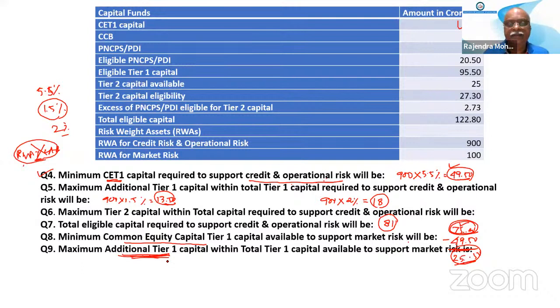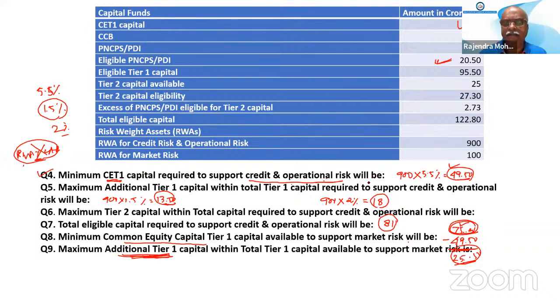Tier 2, see, this is the eligibility. You can calculate the eligibility. How much is given for additional tier 1? You read all the information given. This is additional tier 1, and it is 7, sir. Additional tier 1, 7, for market risk? Okay, fine. So it is given that additional tier 1 is 20.50.